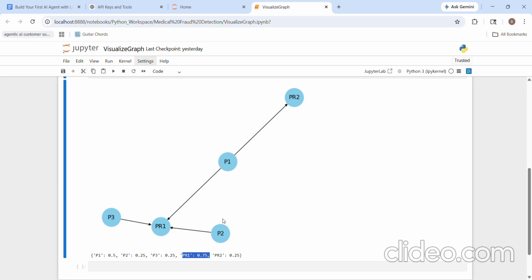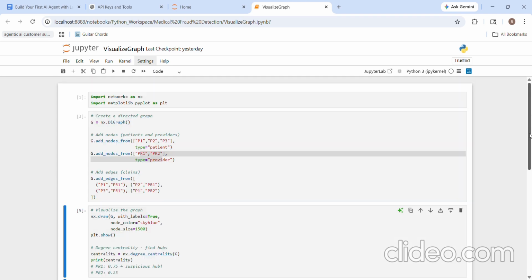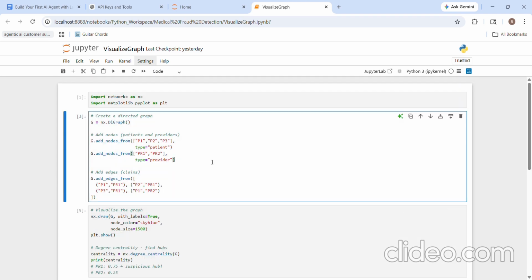Let's see in the next coming episodes how we are going to build this kind of graph. It is scalable using PyTorch Geometric or any other tools that we can use. We can try that in the next coming episodes.